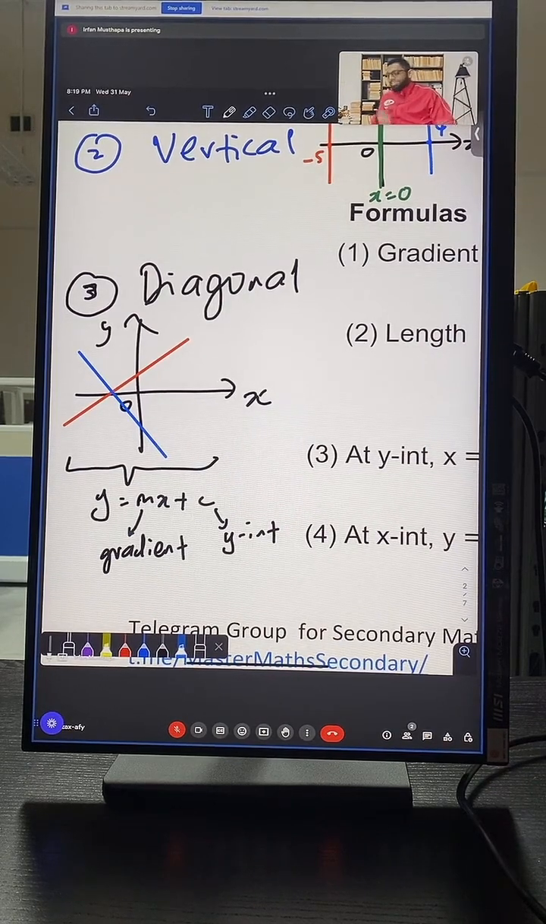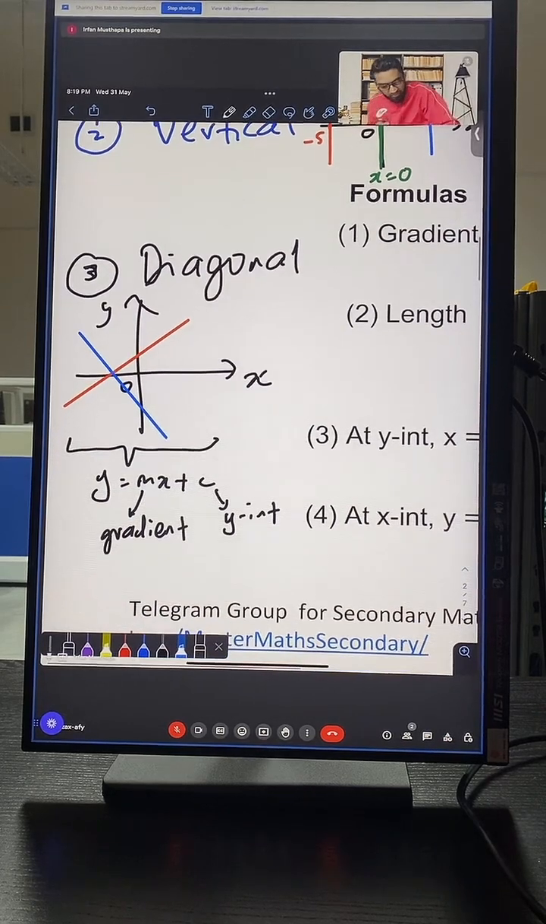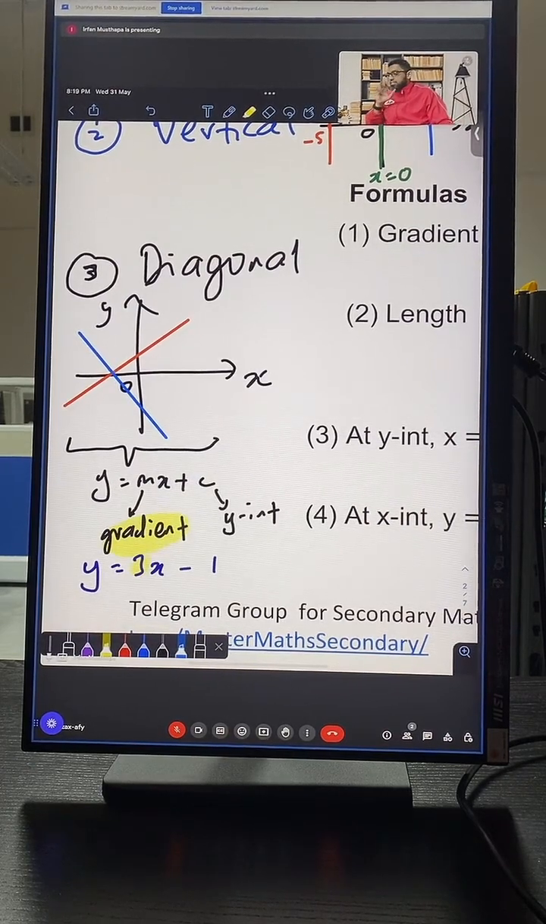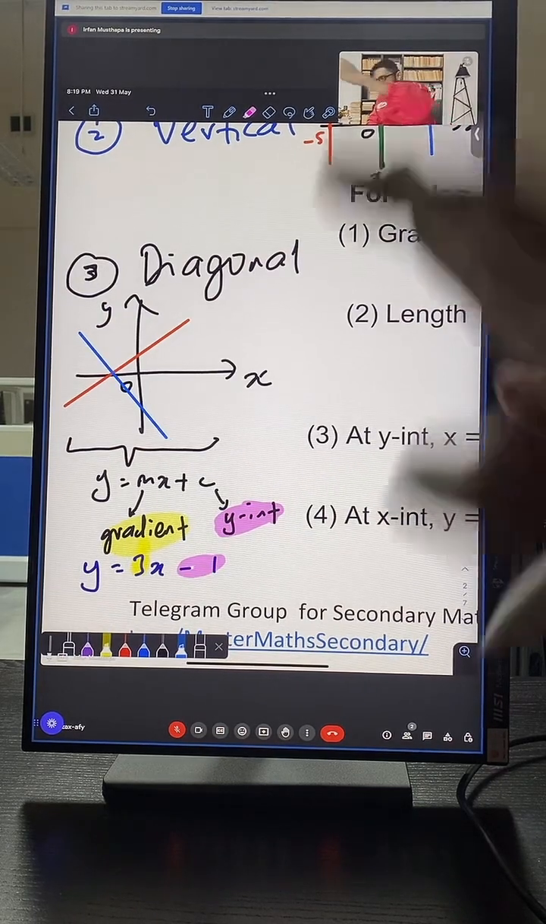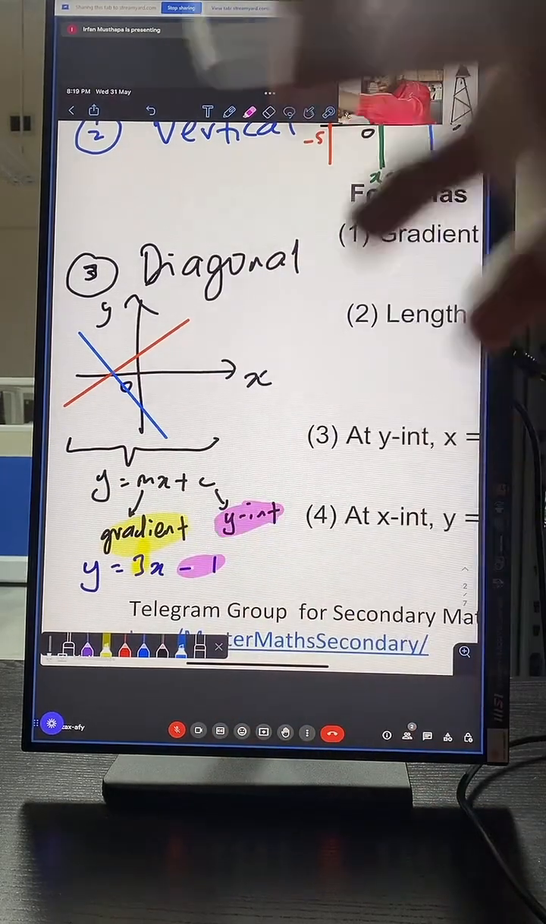Let me give you one example. Let's say you have this equation here, y equals 3x minus 1. Then we know that the gradient, the slope, is a positive 3. And we also know that the y-intercept, this line will cut the y-axis at -1. Guys, this is an example of an equation of a diagonal line.